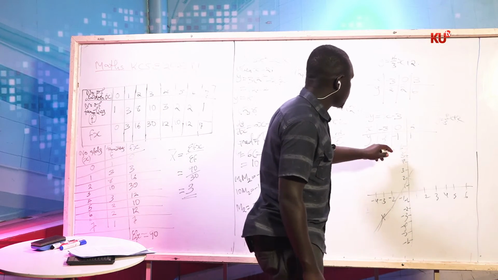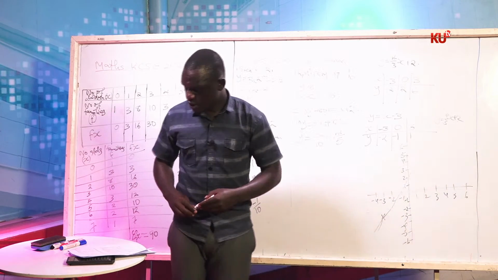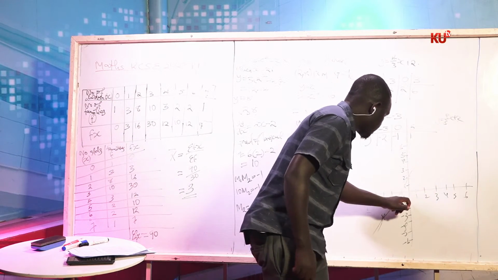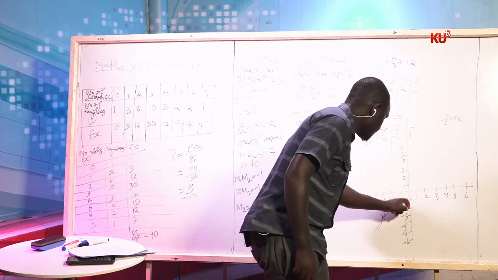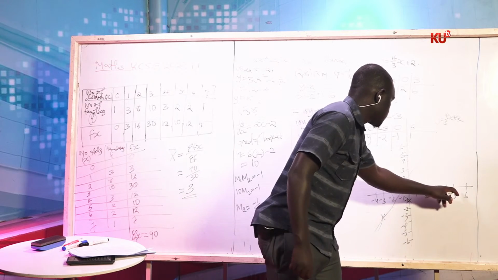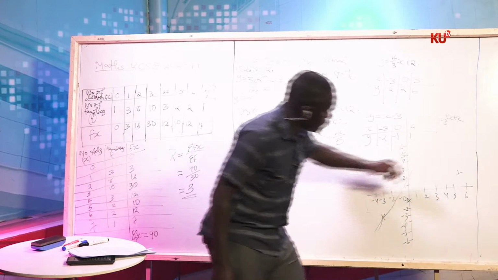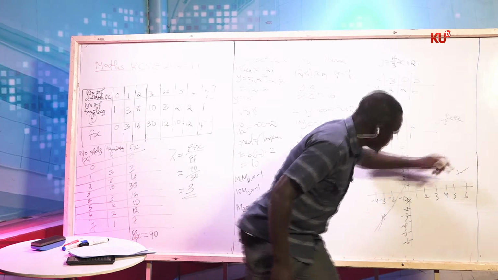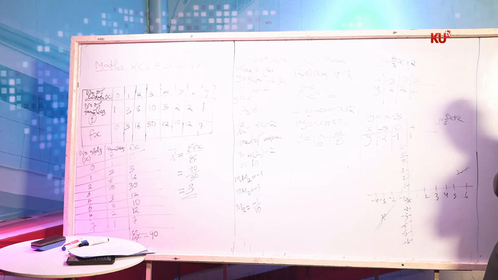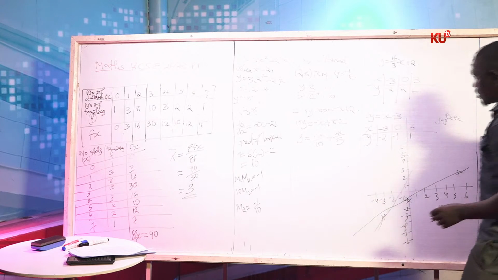Then also you have another point 0, negative 1. It is here. Then 6, 1, maybe it is here. Then after that, you also have to draw your line. Should be a straight line. Make sure you join your points using a ruler.